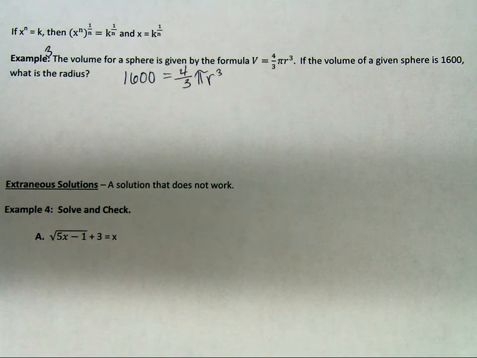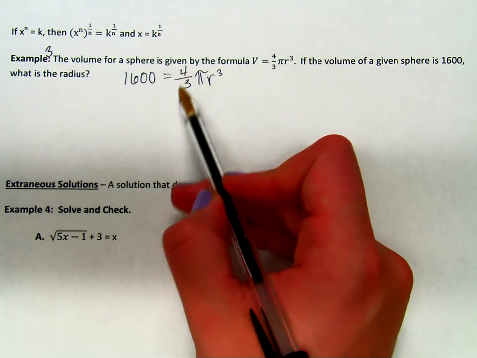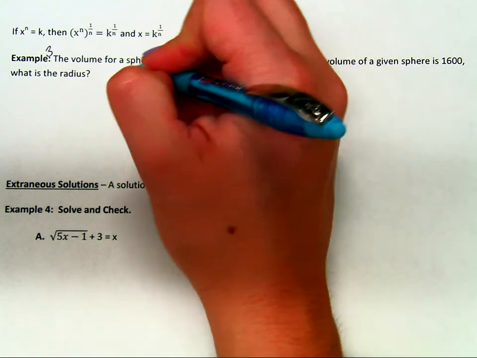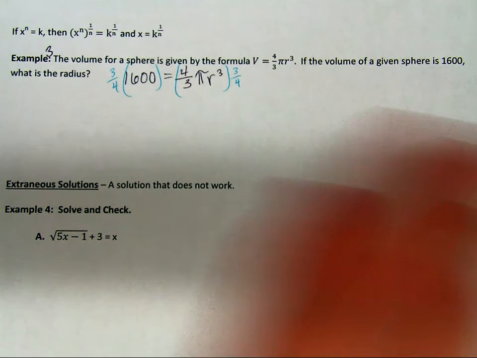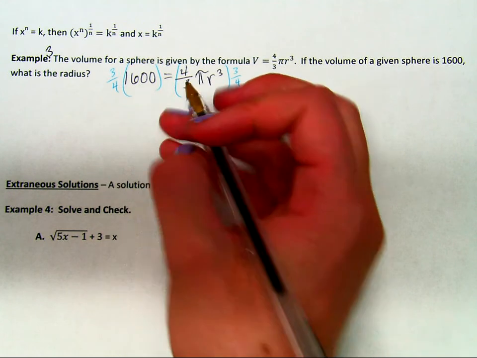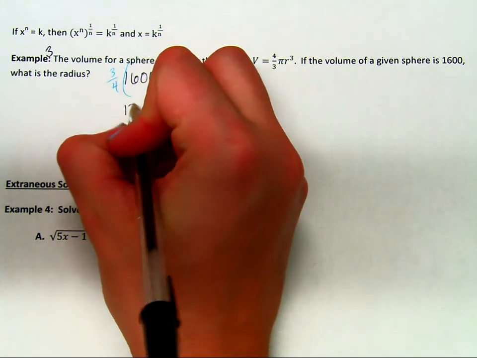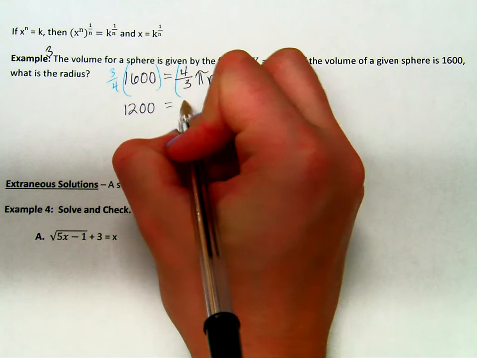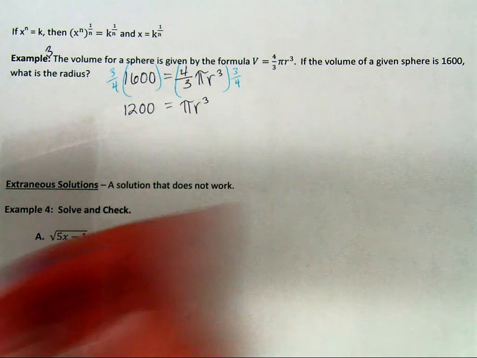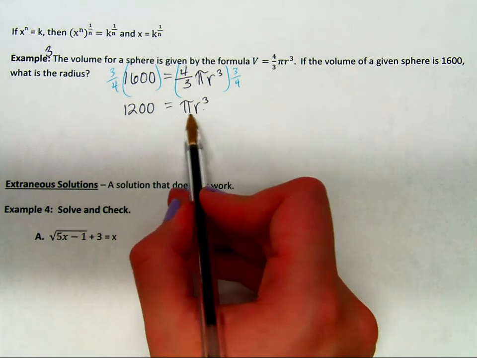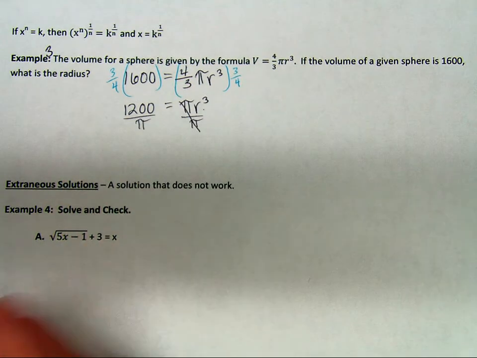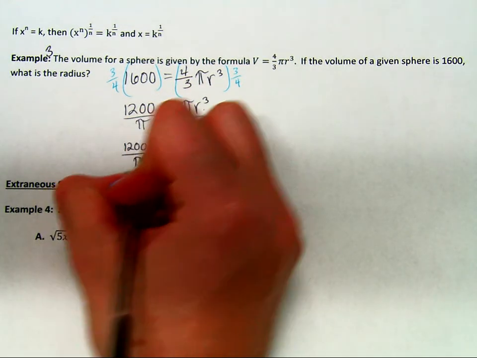Okay, so what do I do first? I'm trying to get r by itself. Let's start by getting rid of this 4/3. I know if I multiply 4/3 by 3/4, 4/3 times 3/4 is 1. So that's going to get rid of the 4/3 for me. Now when I do 3/4 times 1600, I get 1200. And that leaves me with pi r cubed on the right side, because 4/3 times 3/4 is just 1. Okay, I still don't have r by itself. So let's then divide both sides by pi to get rid of the pi. So I now have 1200 over pi equals r cubed.